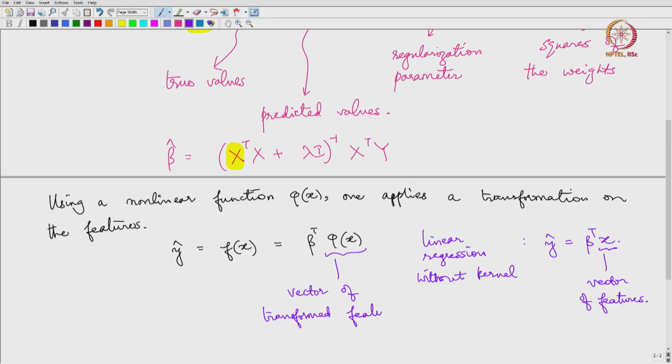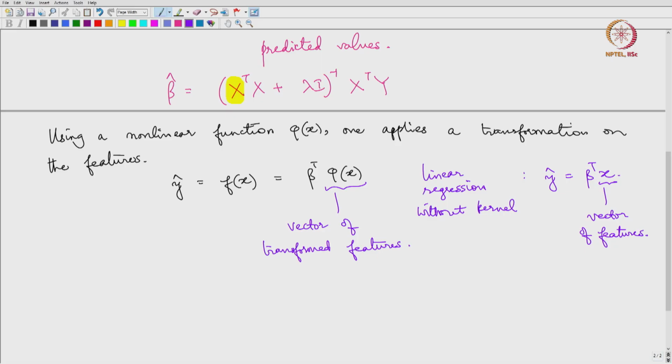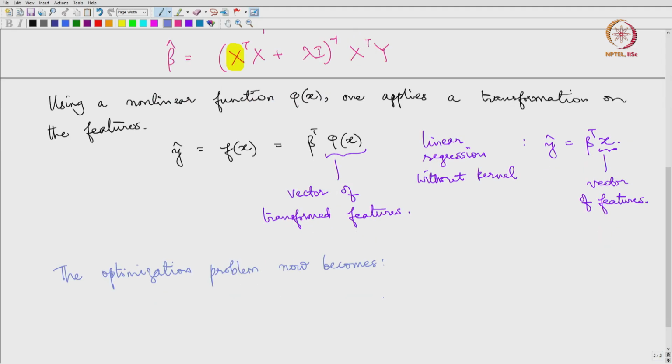So you have applied a nonlinear transformation to each of the features and that is how you get this phi vector, right. So therefore we can write the optimization problem slightly differently. What we had written above, the optimization problem now becomes: minimization, right, of the loss function to find the weights and biases of the sum of squared errors loss function.